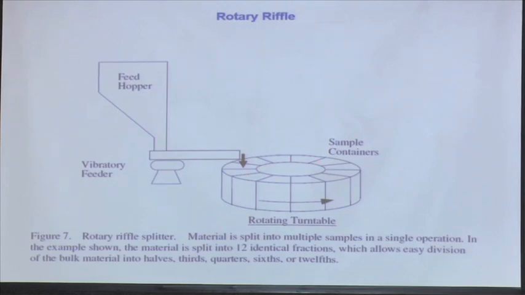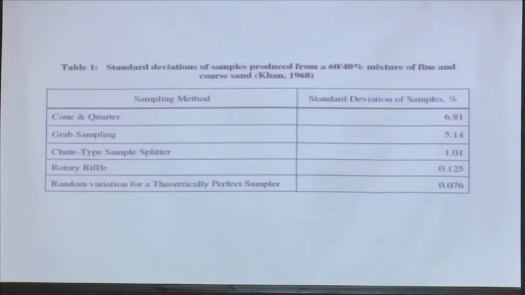So I am dividing the entire population by 1/8 in the first go, next go again that 1/8 by 1/8, 1/64, and keep on doing it until you get that. Okay. That is the rotary riffle type of system. If I do the error analysis of these methods, I have not done it, it is already done by others. For a theoretically perfect, ideal sampler for particulate matter, what should be the error? The standard deviation of samples should be 0.076, ideal theoretically.